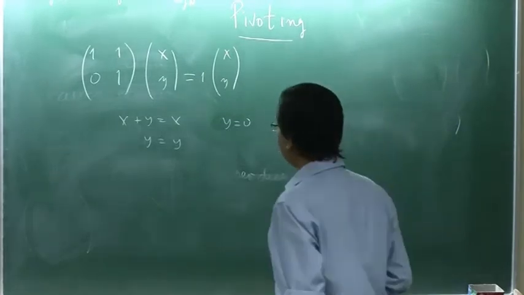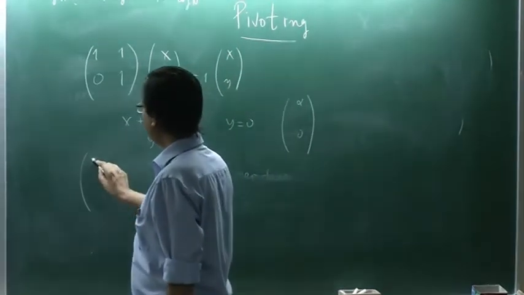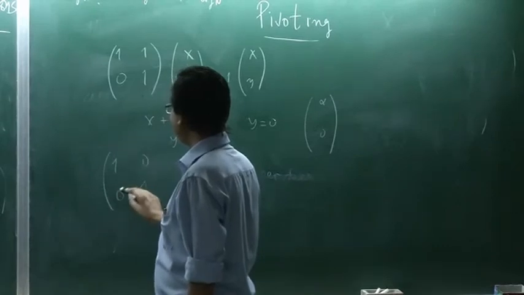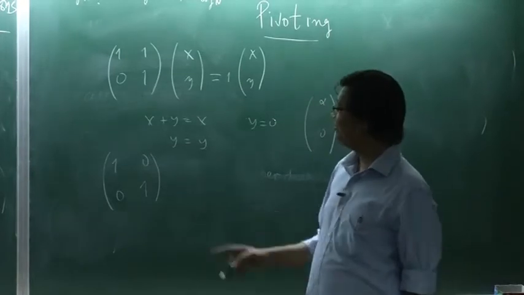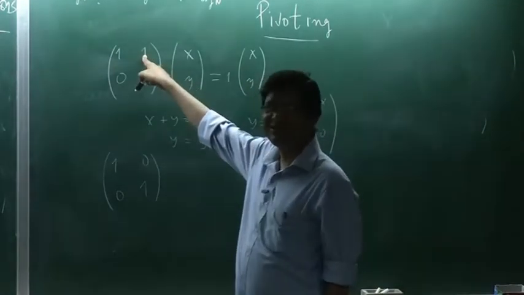Contrast this with, what about this matrix? How many eigenvectors does it have? Now, this looks very similar, except this one I have made 0.